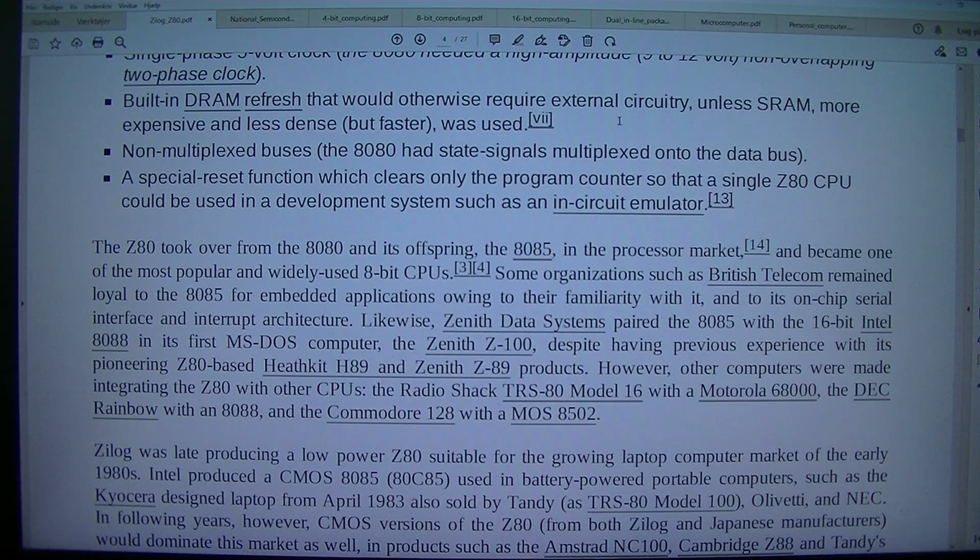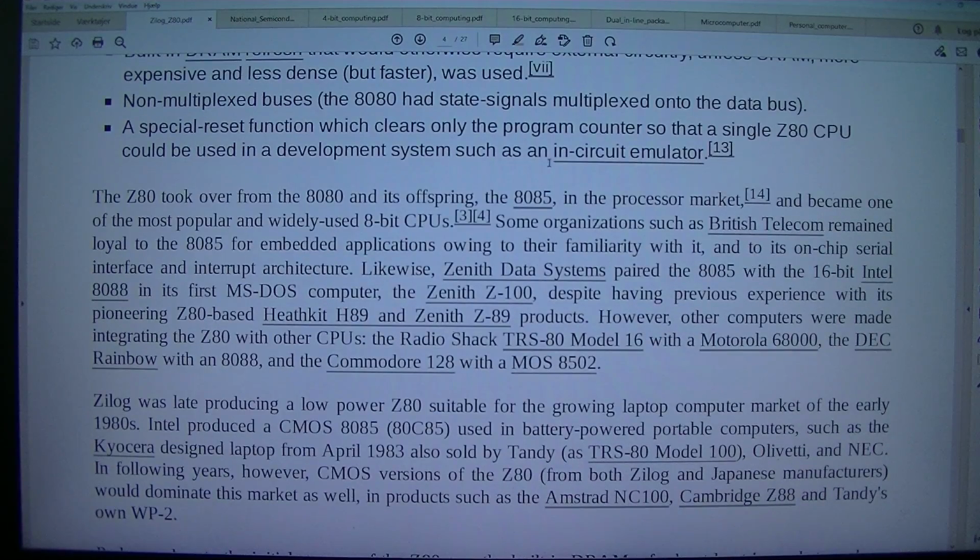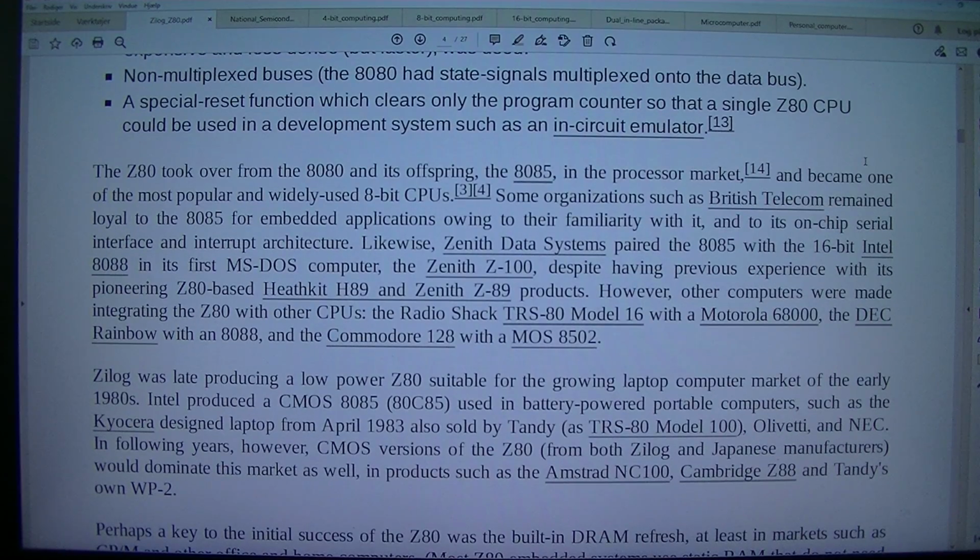Non-multiplexed buses. The 8080 had state signals multiplexed onto the data bus. A special reset function which clears only the program counter so that a single Z80 CPU could be used in a development system such as an in-circuit emulator.